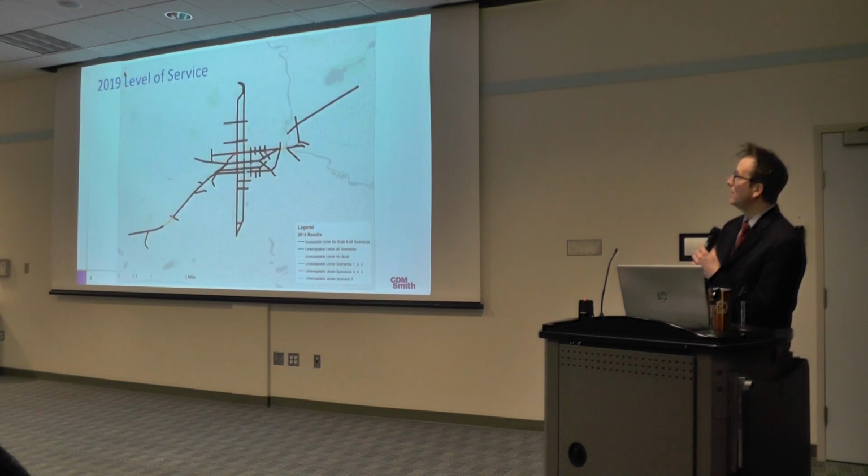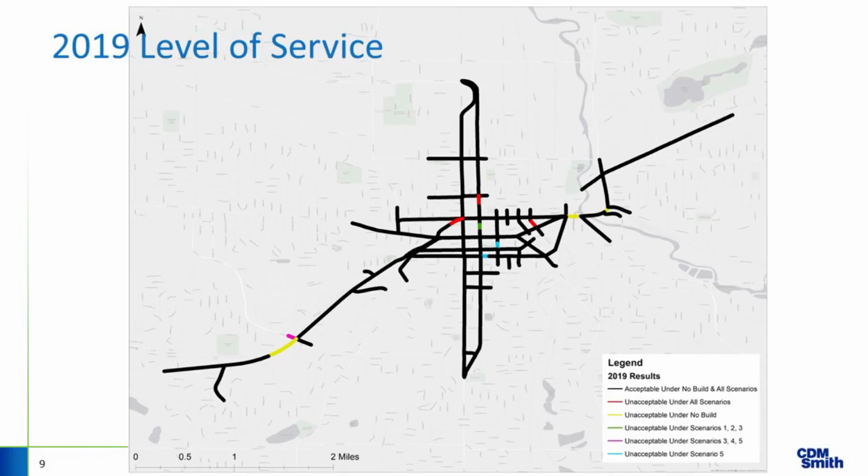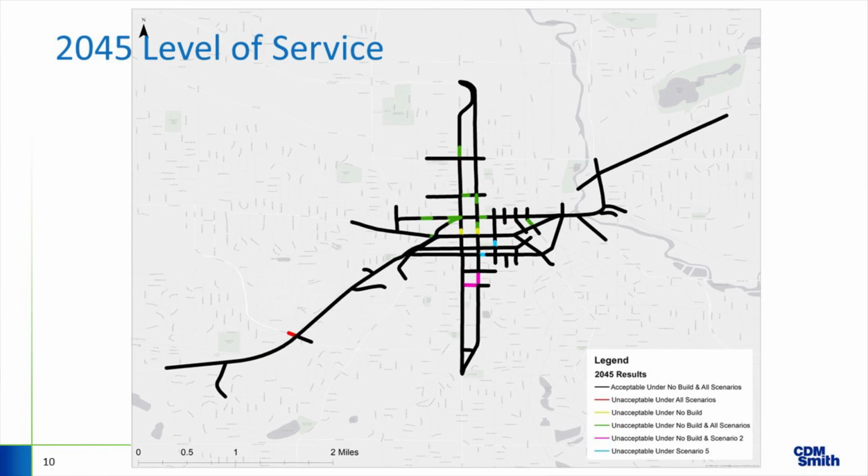This will give you a sense of where some of the problem spots would be under the different scenarios. This is another way to look at it. The black lines are acceptable under the no build in all scenarios. So you see that in 2019, things are going fairly well, and there's just a few areas under either the no build or the different scenarios that are hotspots where there are E's or F's, where there is a breakdown and additional congestion, and it would be a problem area. Now, again, every city has problem areas. In 2045, you'll see there are a few more problem areas, which is to be expected based on growth in population, growth in employment, and the corresponding growth in traffic that occurs.